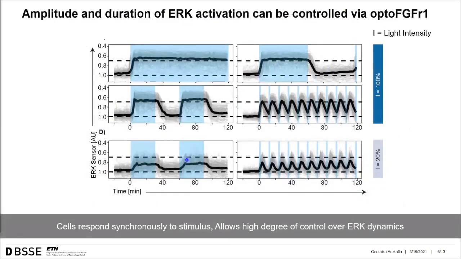And it's not just those two patterns. We could also, based on how we gave the light, have broad oscillations or oscillations of high frequency. And also if we decrease the intensity of light, we could have basically the same pattern, except that we could lower the strength of ERK activation. So with this optogenetic tool, we had high control both over the duration of ERK activity and the amplitude, or the strength of ERK activity, which was very nice.